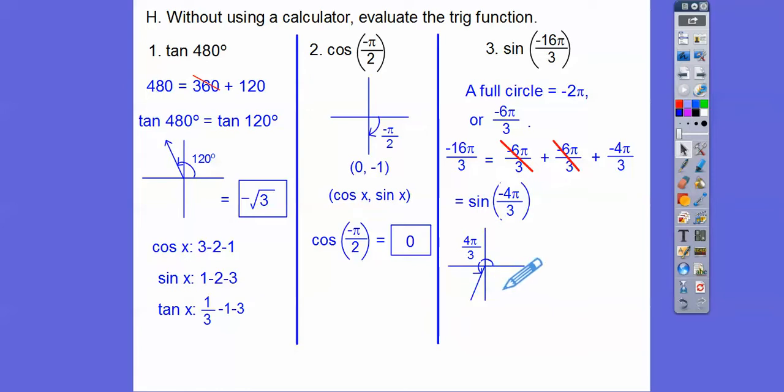So this is positive 4 pi over 3, but negative means we have to go that same amount in the other direction, and that'll be over there, where sine is positive. Sine is positive, everything else is negative. Let's go back over here. Sine goes 1, 2, 3, so it's going to be root 3 over 2. It's positive, root 3 over 2.